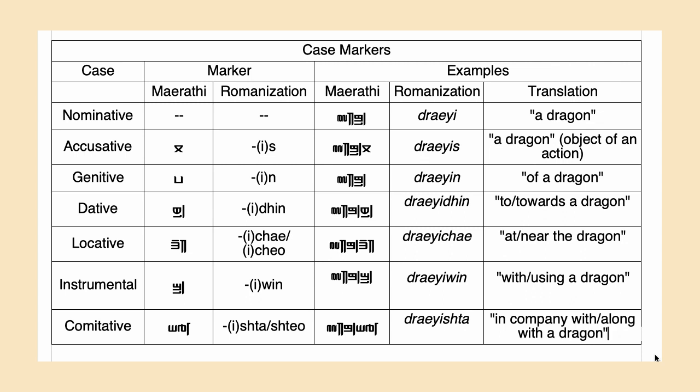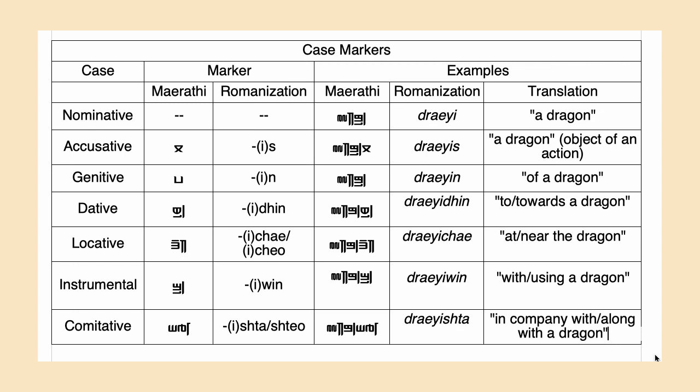There's no distinction between he, she, and it. It has no indefinite article, but does have a definite article. So to say a dragon, you would just say drei, literally dragon. To say the dragon, you would say hendrei. It has 7 cases, which are indicated by case markers attached to the end of a word, which you can see in this chart here.